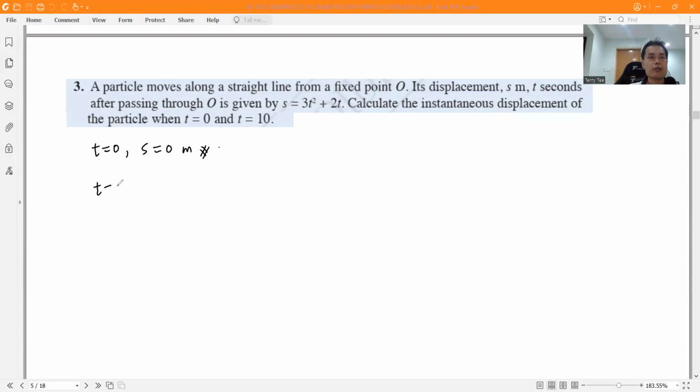Now, when t equals 10, you put 10 inside: 3 times 10 squared plus 2 times 10. So this is 300 plus 20. Answer: 320 meters. Okay, that is also simple. Now, next one.